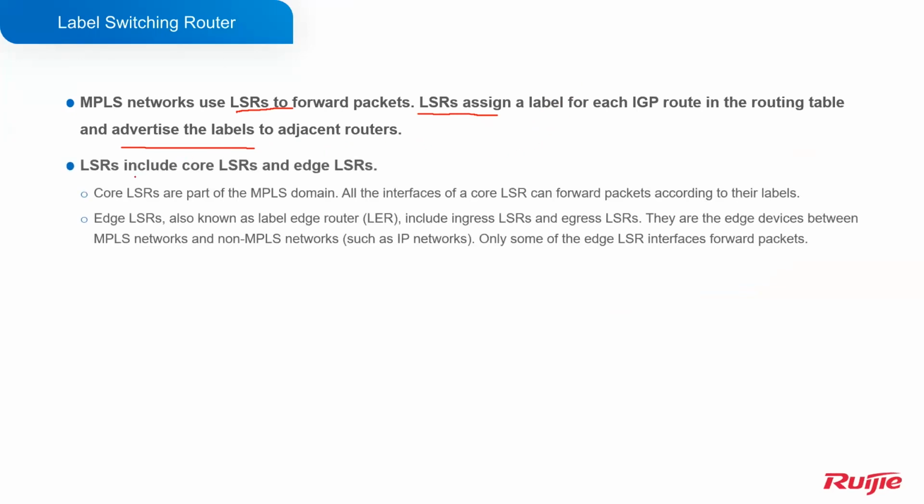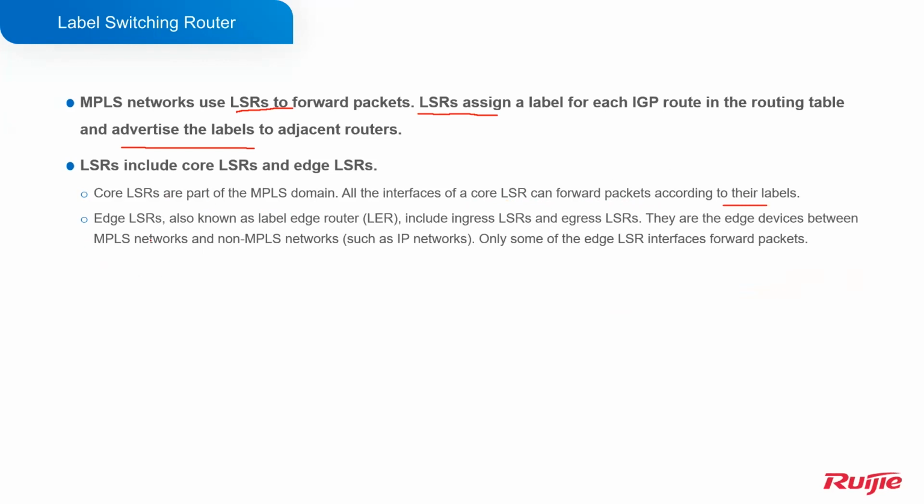The LSR includes the core LSR and the edge LSR. A core LSR functions like a transit LSR, and the core LSRs are part of the MPLS domain. All the interfaces of the core LSR forward according to their labels. We only forward the message according to the label, not other information.